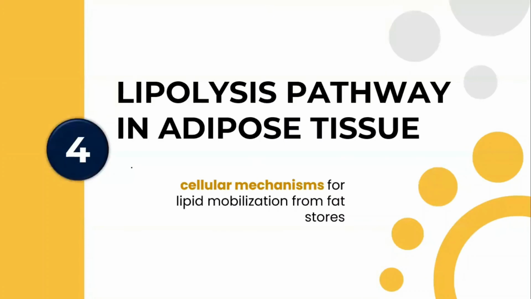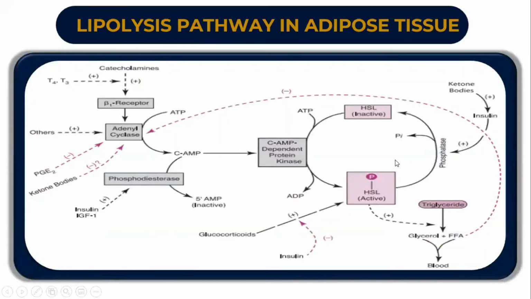Now let's move forward to the fourth and last part of our discussion, the lipolysis pathway in adipocyte or adipose tissue. This pathway refers to the cellular mechanism for lipid mobilization from fat stores. So we have here the diagram for the pathway of lipolysis in adipose tissue. We are going to start here with triglyceride, which undergoes lipolysis by the process of hydrolysis. It will give us an end product of glycerol and free fatty acids. These two will be mobilized from the adipocyte into our blood.